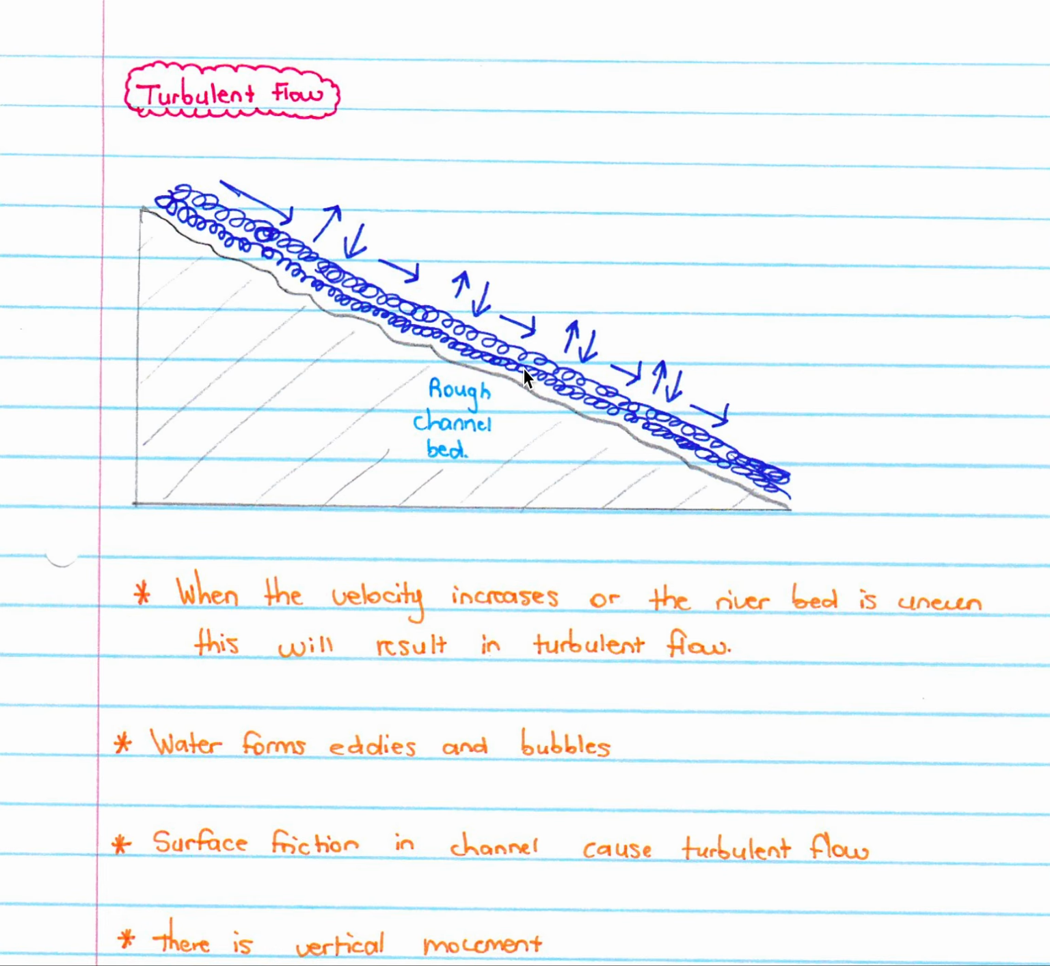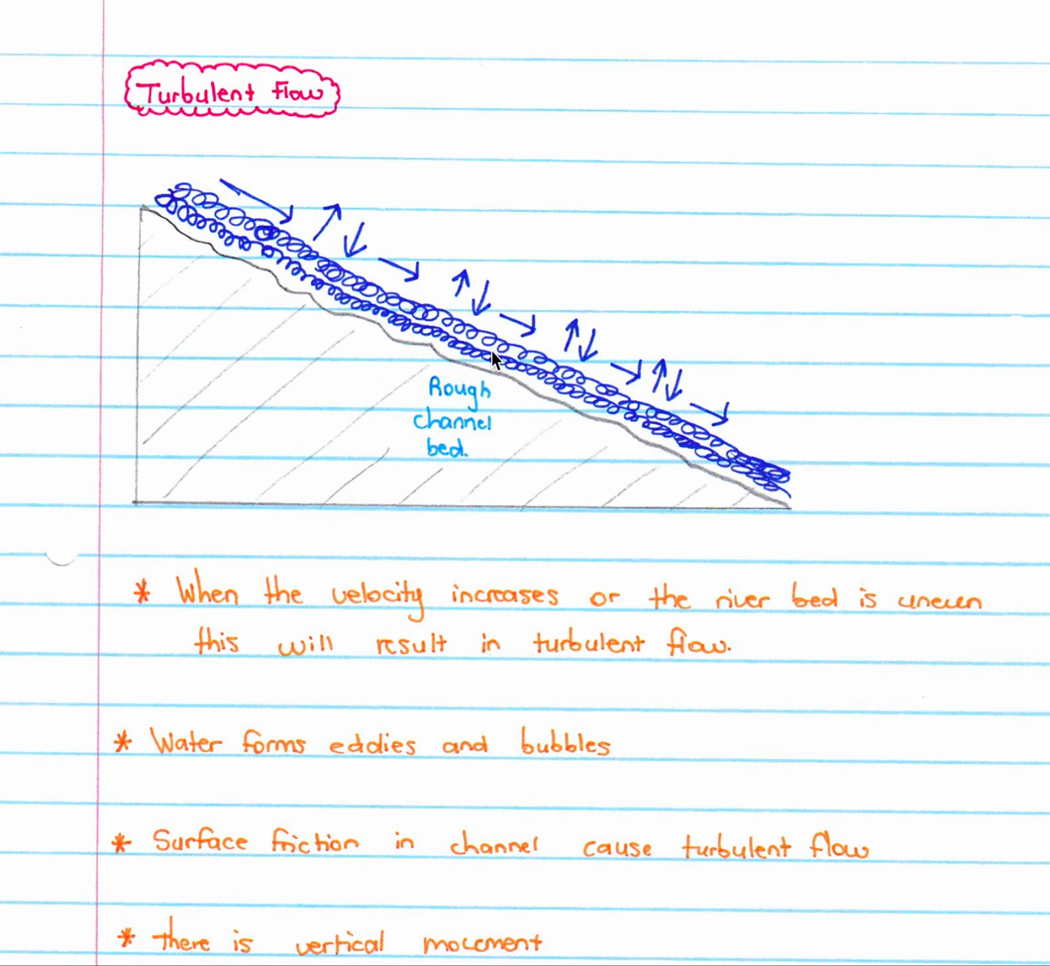In many cases, they will ask you to identify from a photo whether it is turbulent or laminar, and if you can see any bubbles or any indication that there's vertical movement of water, you can assume that it is turbulent flow.